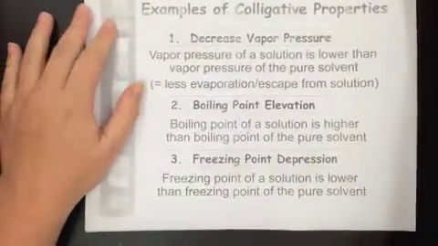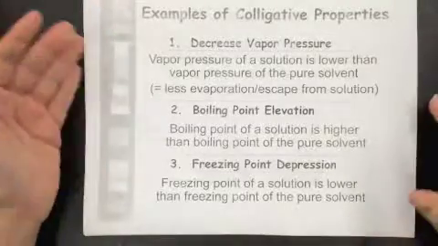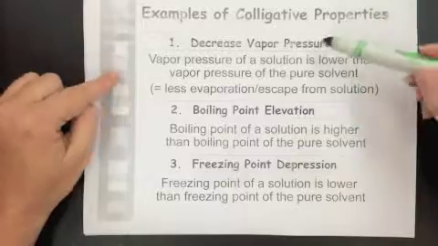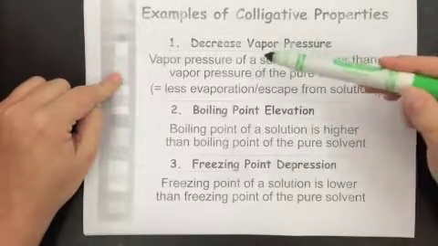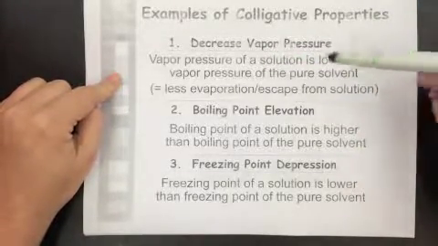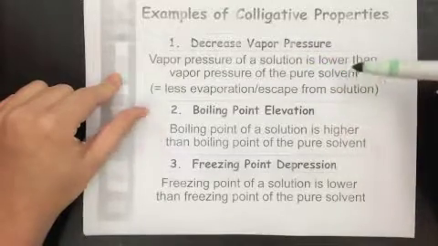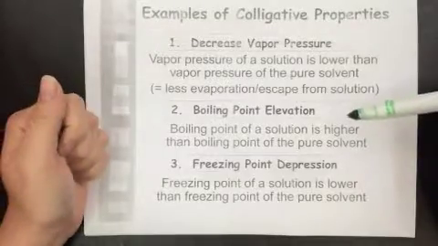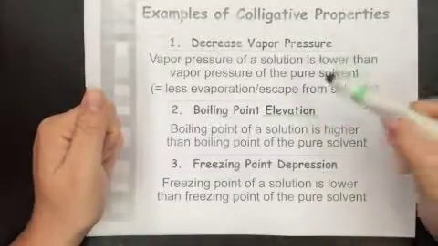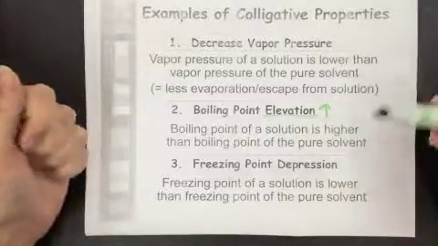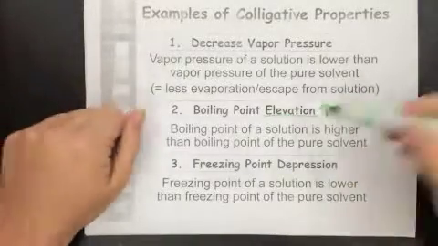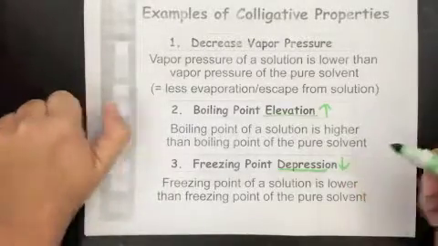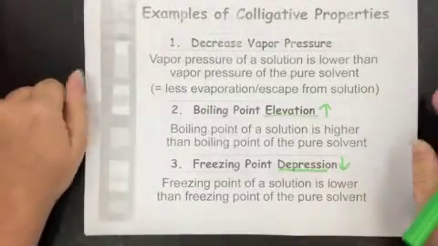So here are your three colligative properties that you're going to know, and as we go through this video, we're going to talk more and more about why. So the first thing is decrease in vapor pressure. The vapor pressure of a solution is lower than the vapor pressure of a pure solvent. So as you add solute, the vapor pressure goes down. Next, boiling point elevation. So this means your boiling point goes up as you add solute to your solution. Freezing point depression. Depression means go down. So this means the freezing point goes down when you add a solute.